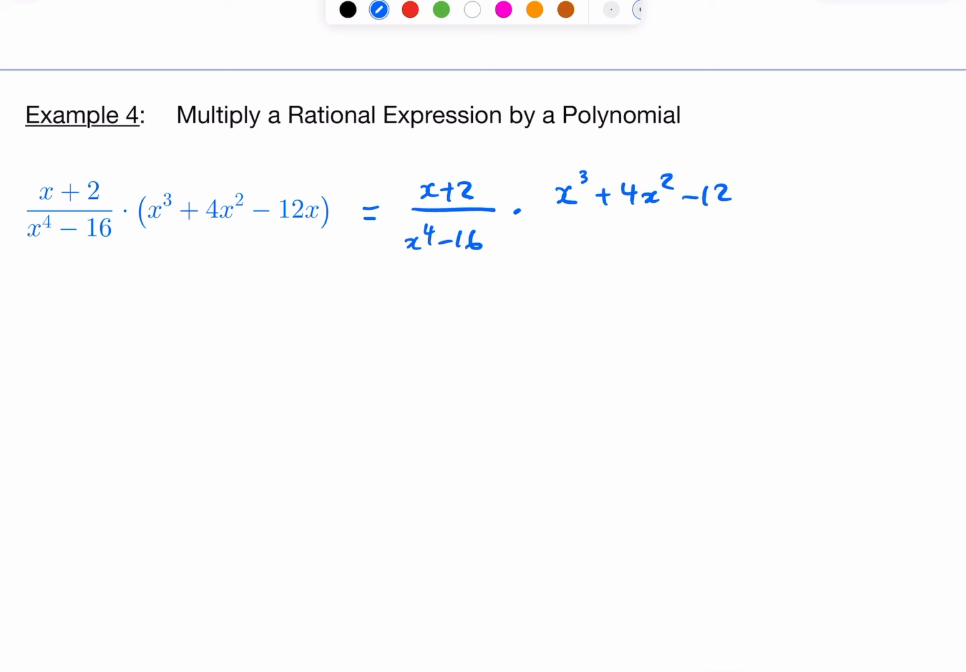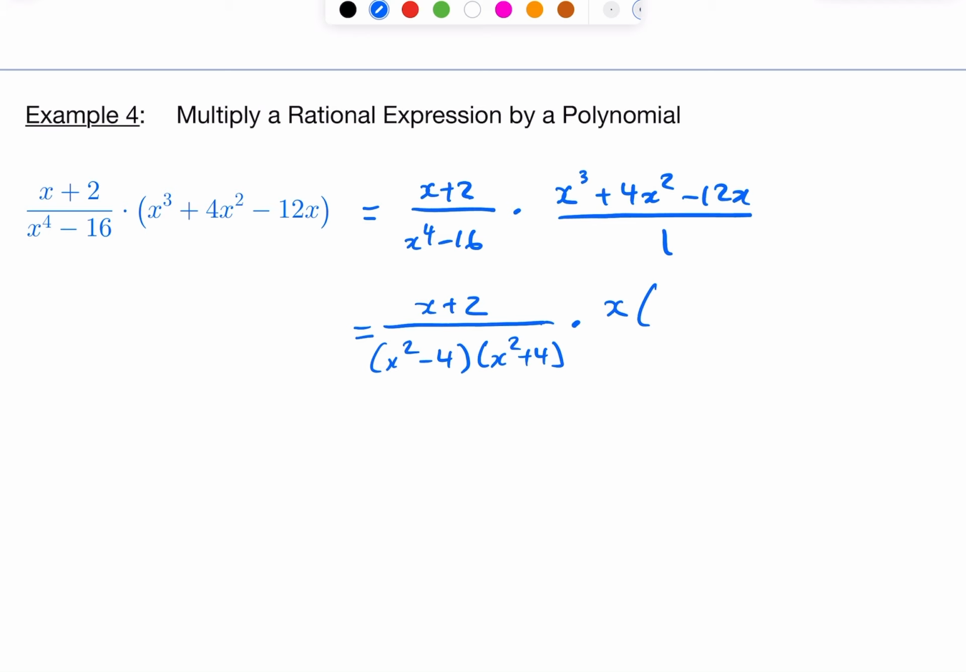So now that we have it set up this way, we should be familiar with how to do this. So we're going to go ahead and find the greatest common factor here, and we're going to factor this out as well. So this comes out to x plus 2, all over x squared minus 4 times x squared plus 4. The greatest common factor for the second set of polynomial is x, and when we do factor out the x, we get x squared plus 4x minus 12.